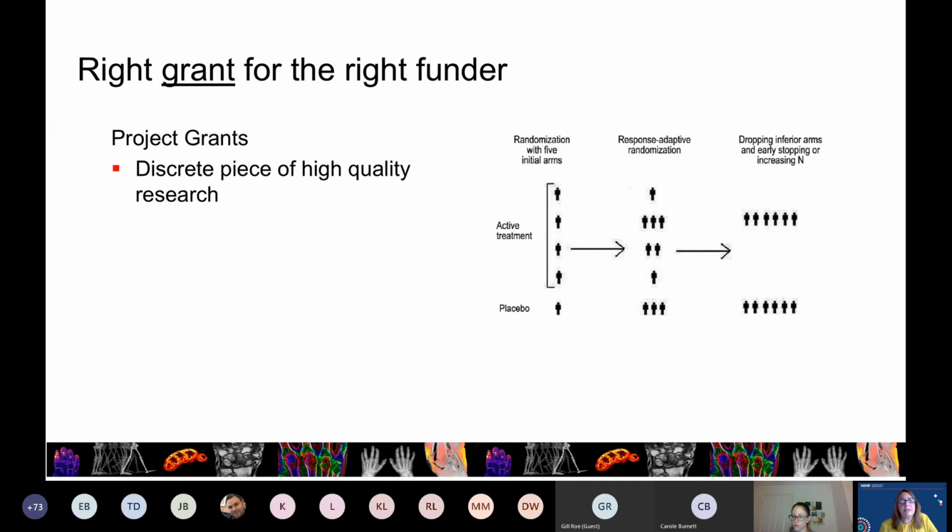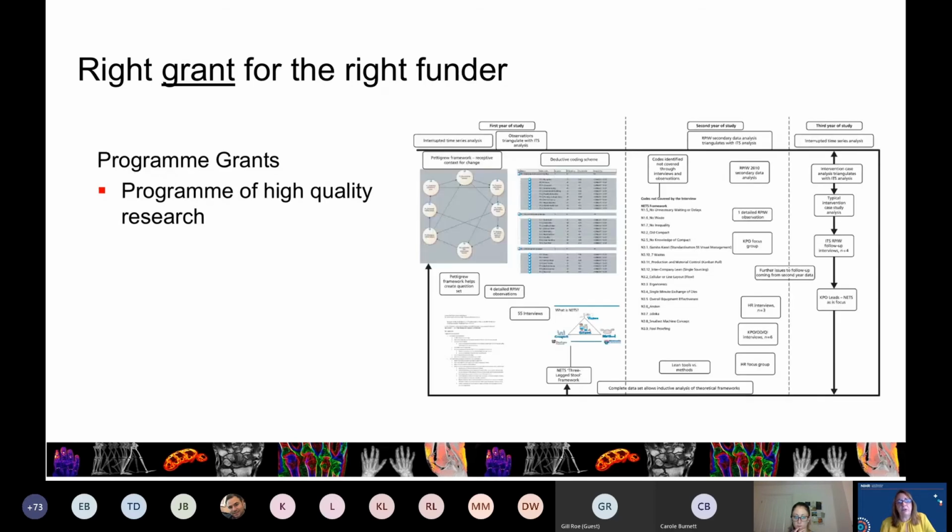It's important also to understand the difference between different types of grants. So project grants are usually small, discrete pieces of high quality research. So there might be things like a randomised control trial or something around a service delivery redesign. So they have a beginning and an end, and they are not reliant on other research and other issues. By definition, they're slightly smaller than program grants.